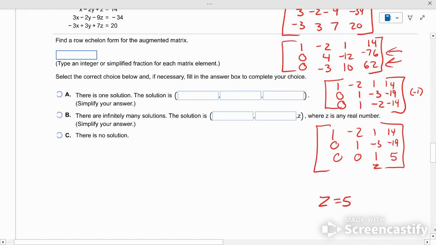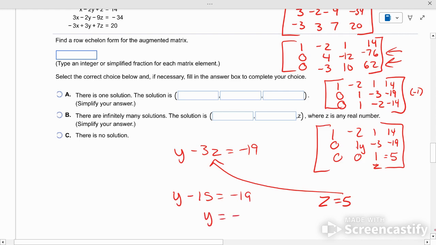Z equals 5. And then here, this is y, this is z. So I know y minus 3z equals negative 19. So if I know z equals 5, y minus 15 equals negative 19. So then y equals negative 4.